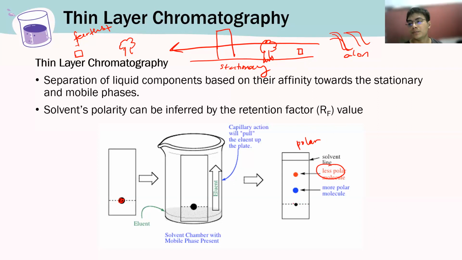So the shorter the distance traveled from the origin means the more polar it is, no, in terms of thin layer chromatography. And the farther distance it travels, the lesser polar it is. No? So depending on the distance traveled by your solute, no, from the origin, so this is your origin, kung saan ka nag-spot, no, we can compute for the retention factor. Okay, so the retention factor is a ratio of the distance traveled by the solute over the distance traveled by the solvent.